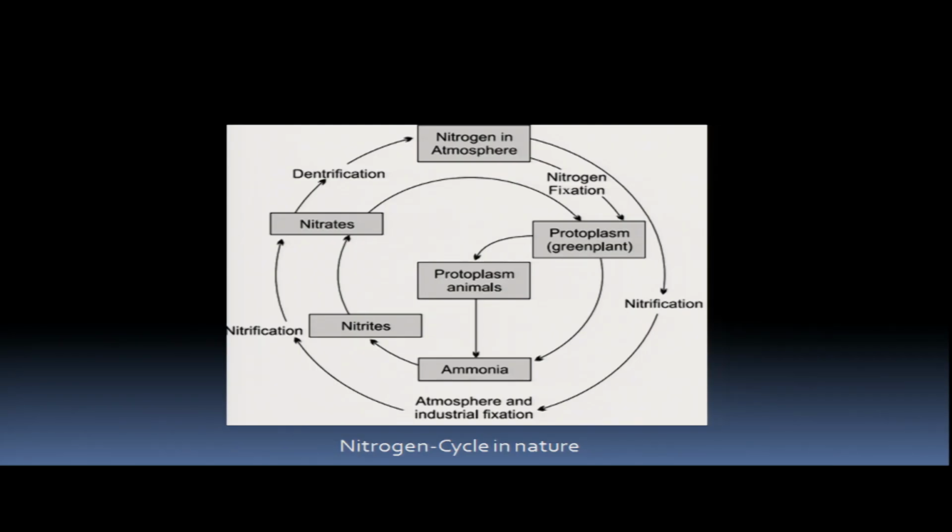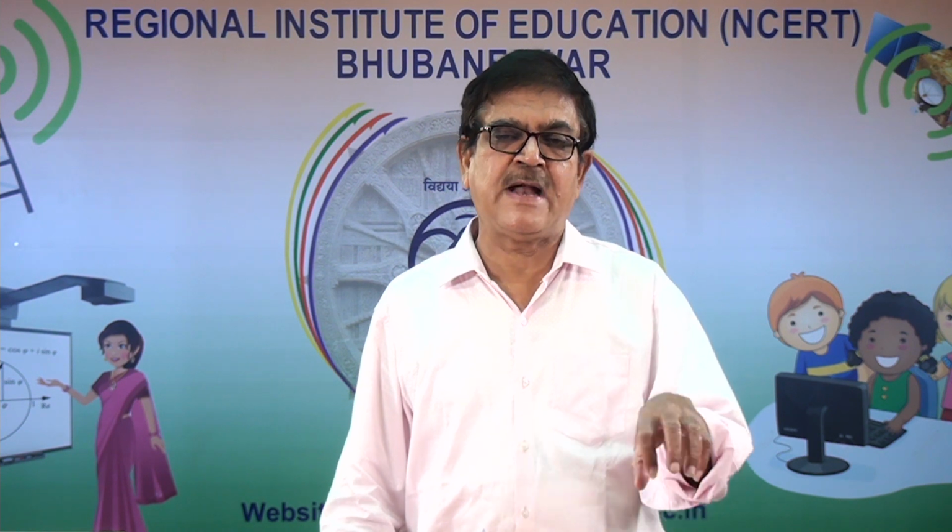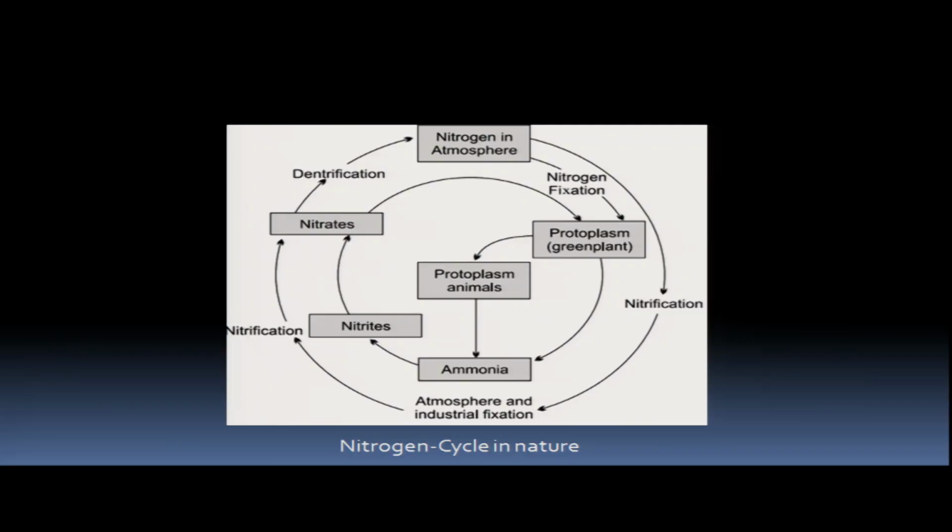That is known as nitrogen fixation. So they catch the nitrogen of the air and fix it in the soil so that plants can absorb it. So from the plants, the nitrogen or the nitrogenous compounds move to the animals. When animals eat the plants, protein moves into the animal body.